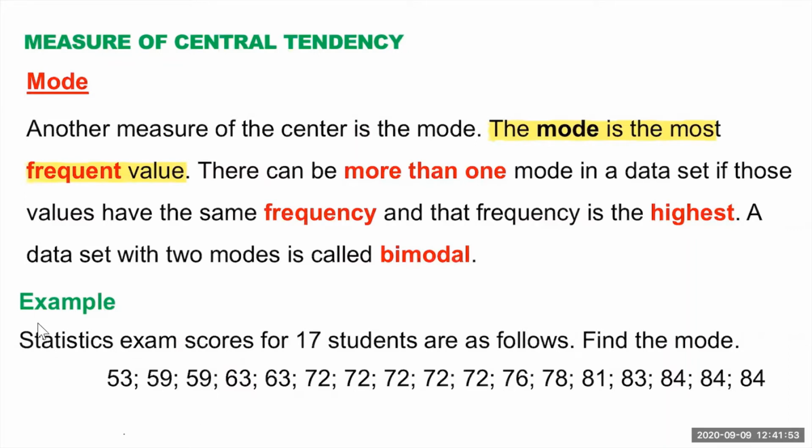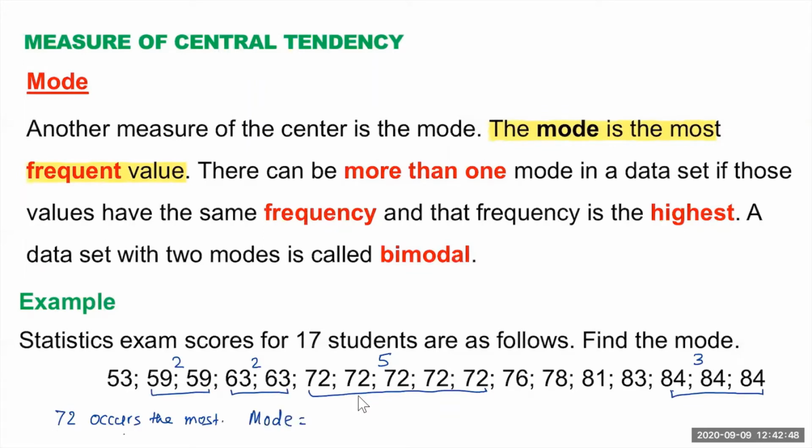Here is that example. Statistics exam scores for 17 students are shown here. We have to find the mode. So in order to find the mode, we look for the most frequent data value. If you look at this carefully, you'll see you have 59 two times, 63 two times, 72 five times, and then over here we have 84, which is three times. So you can see that 72 occurs the most. So the meaning of that is the mode is 72.